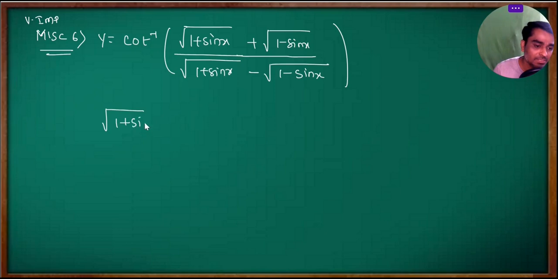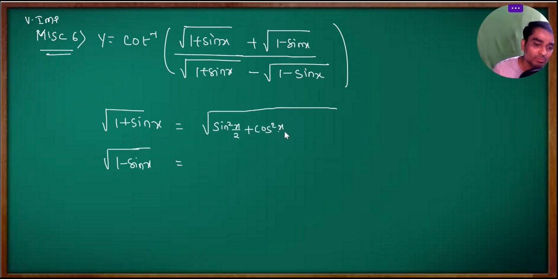plus sin x first, and what we can write in place of root of 1 minus sin x, because it is very important to replace these two terms by something else to make the task easy. So can I write this 1 as sin square x by 2 plus cos square x by 2, half angle formula I am using. Then sin x I will write as 2 sin x by 2 into cos x by 2.